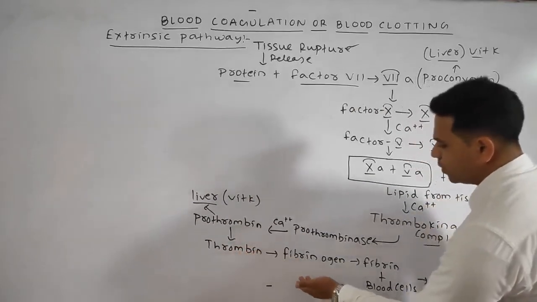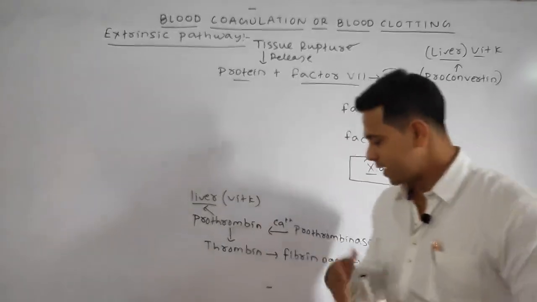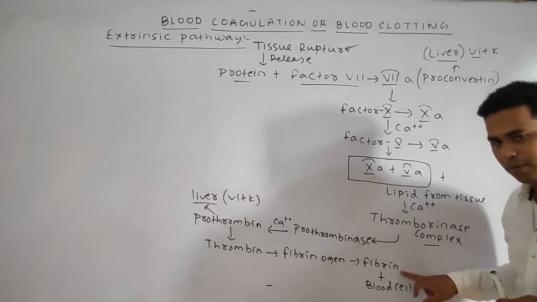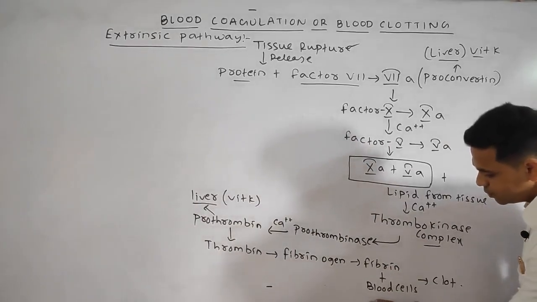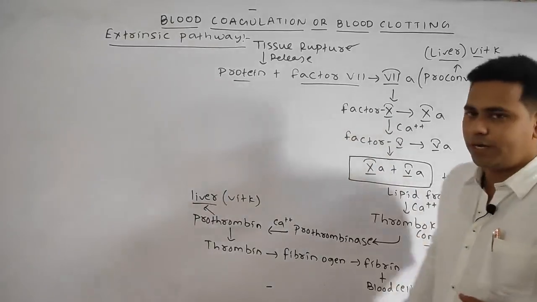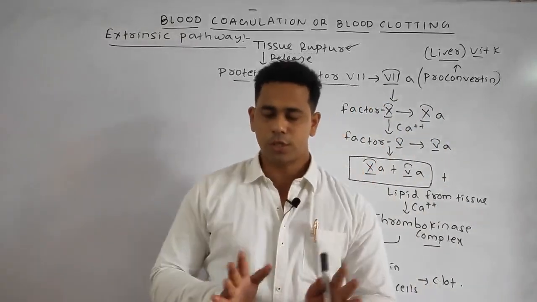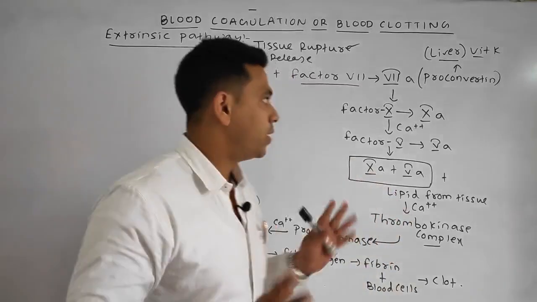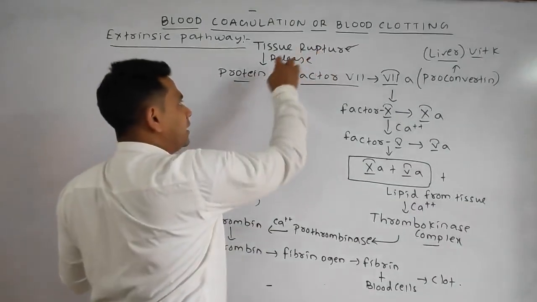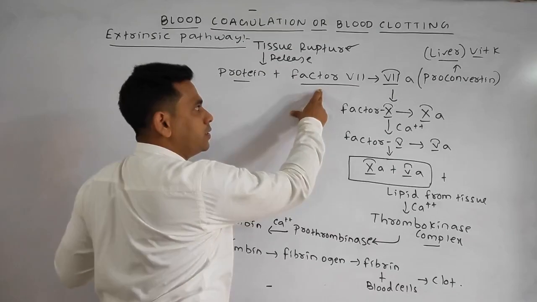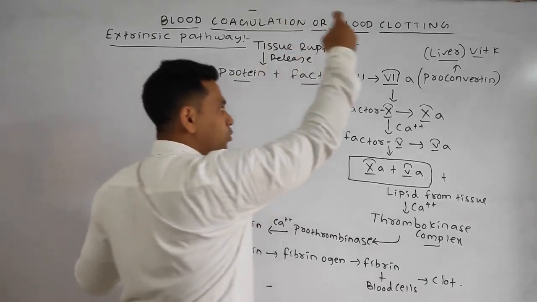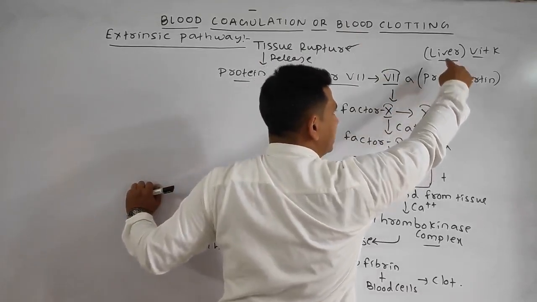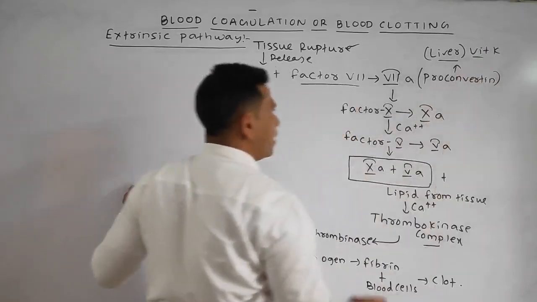The thrombin catalyzes the formation of fibrin from the fibrinogen, and finally the fibrin will mix with the blood cells, by which the blood clot will occur. Okay, students. So we discussed two ways, the intrinsic way and the extrinsic way. Once more I am telling you: when tissue rupture occurs, it releases a protein which combines with the inactivated factor 7 to convert it into activated factor 7, that is the proconvertin. Proconvertin formation takes place in the liver due to the presence of vitamin K.